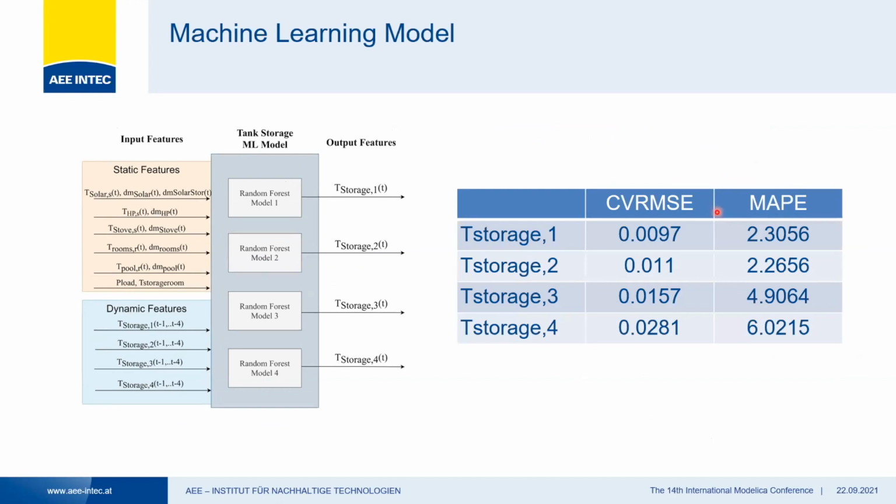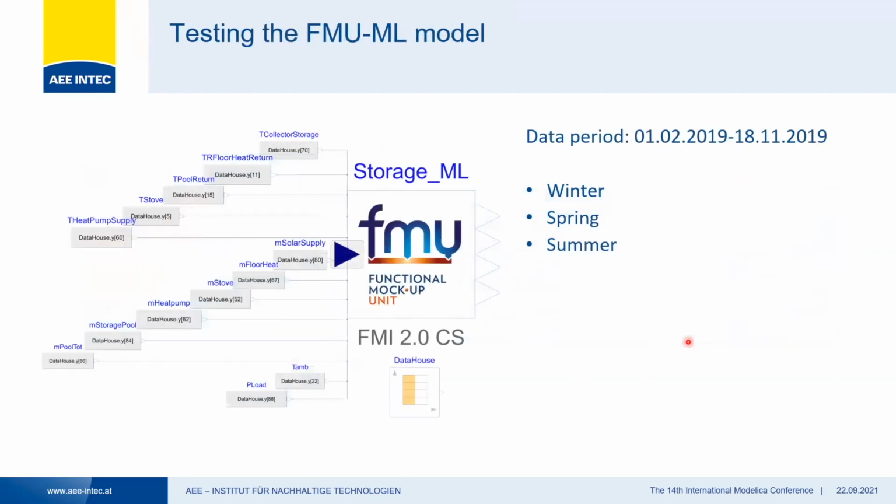To evaluate the performance of our model, the coefficient of variation of the root mean square error and the mean absolute percentage error for these 4 temperature values are given in the table. The 3rd and the 4th temperatures are the worst predicted targets according to these metrics. I thought the best way to elaborate this table is to support the result with some figures. Therefore, the machine learning model is imported as an FMU in Dymola, and we test the FMU machine learning model with the measurement data.